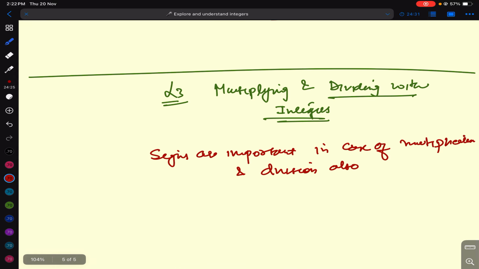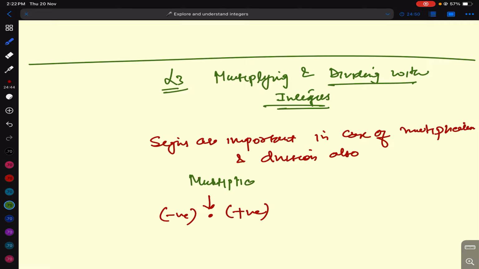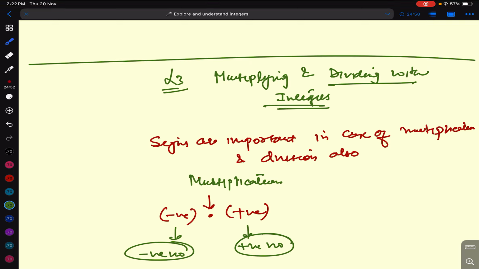So what are the simple ways to remember this thing? Okay, how do we remember this? Okay, so when we multiply a negative number by a positive number, so now this dot is basically a multiplication. Okay, so this is indicating a negative number and this is indicating a positive number. So let's say if you multiply a negative number by a positive number, then the product is always negative. Okay, so the product is always negative.